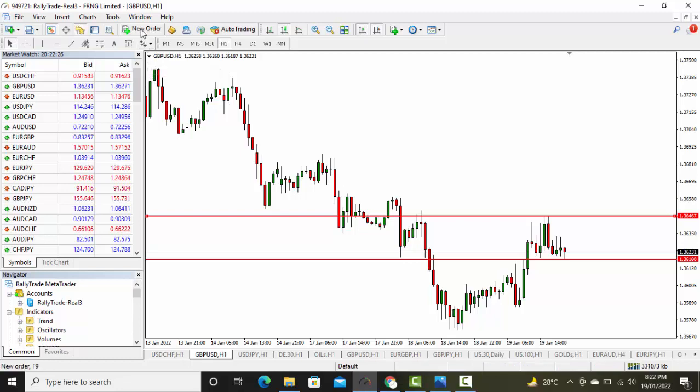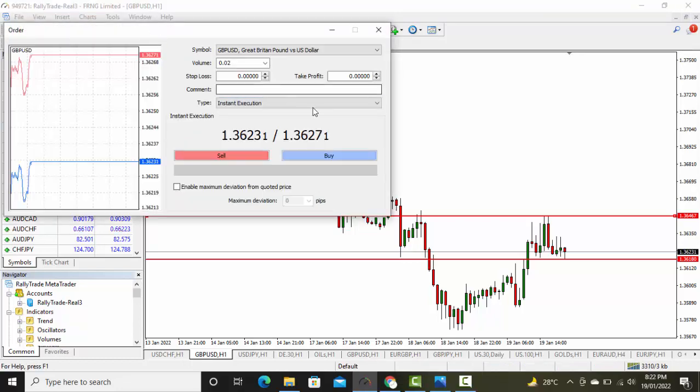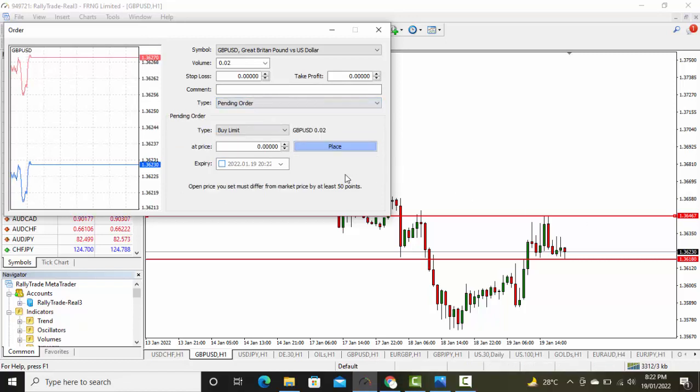In a similar way, I go to my new order, I change from instant execution to pending order, and this time I want to use the stop order. So I start with the buy stop. I can use this next price level, that's 1.36580. That's where I want to buy from. Once price breaks outside here and gets as high as 1.36580, it gets to turn it into a buy trade.